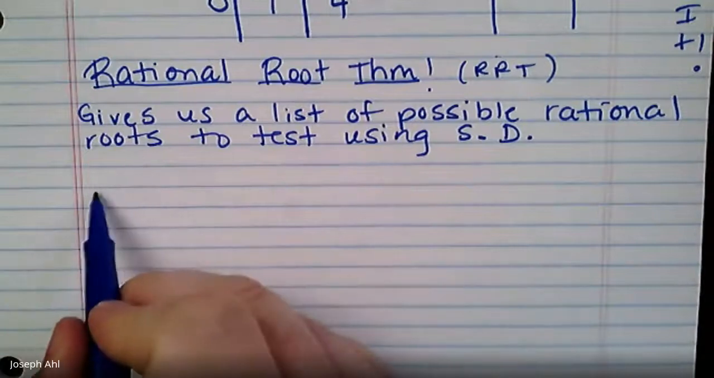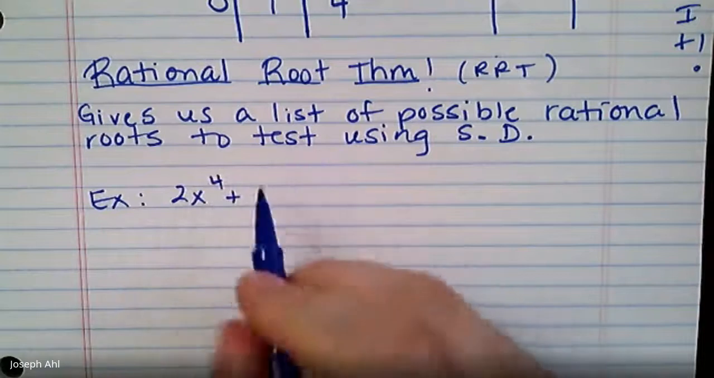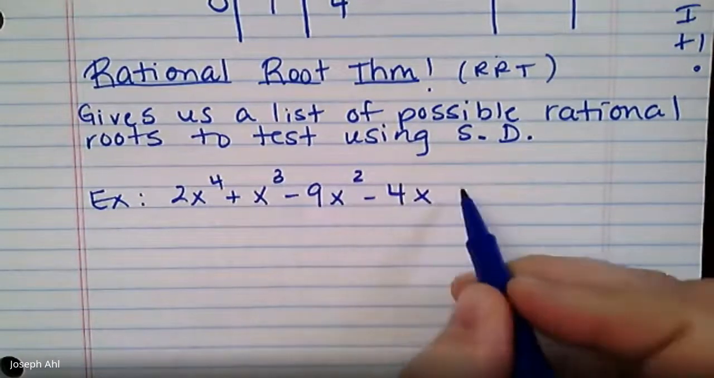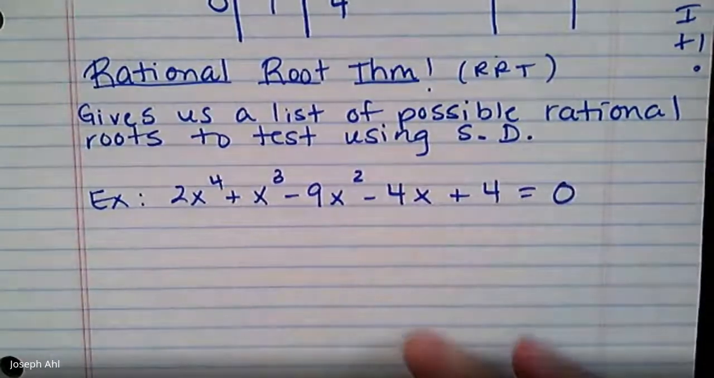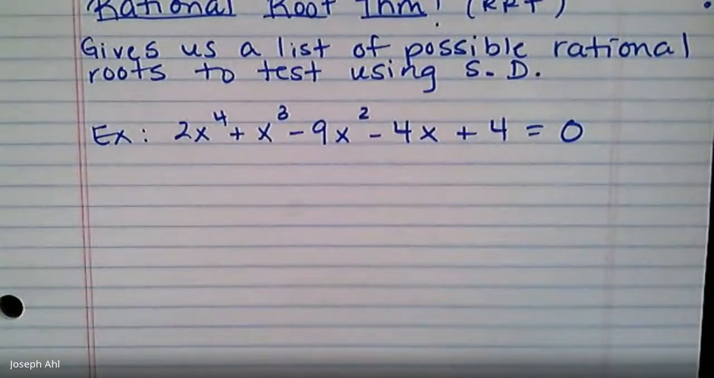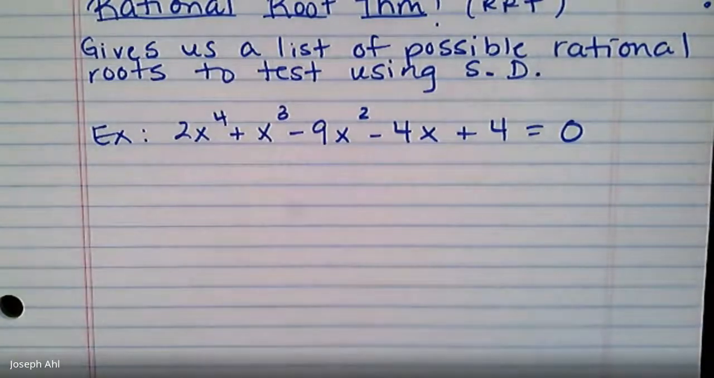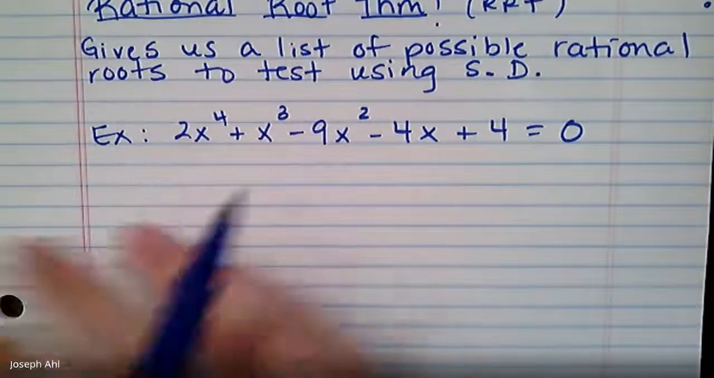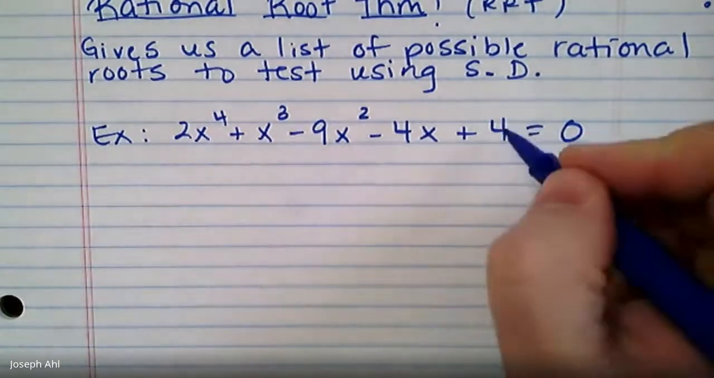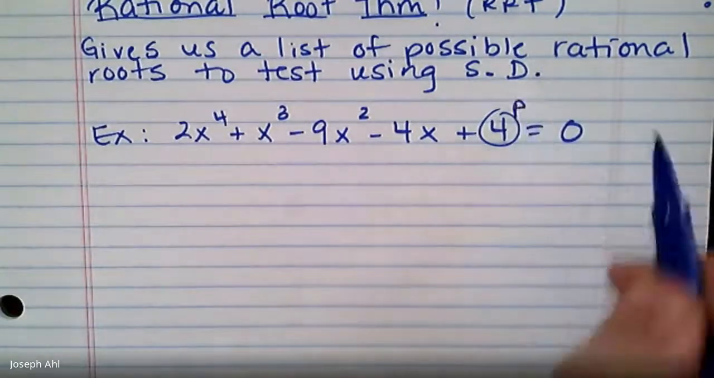So here's an example. If I gave you the polynomial function 2x to the 4th plus x cubed minus 9x squared minus 4x plus 4 equals 0. And I said, all right, let's get a list of roots that even make sense to test in this polynomial, because I don't want to just blindly start randomly picking my favorite numbers like 3 and -2 and 7. I don't want to just pick random numbers and hope that they work. So what we're going to do is look at the last coefficient, that constant at the end. I'm actually going to call that p.